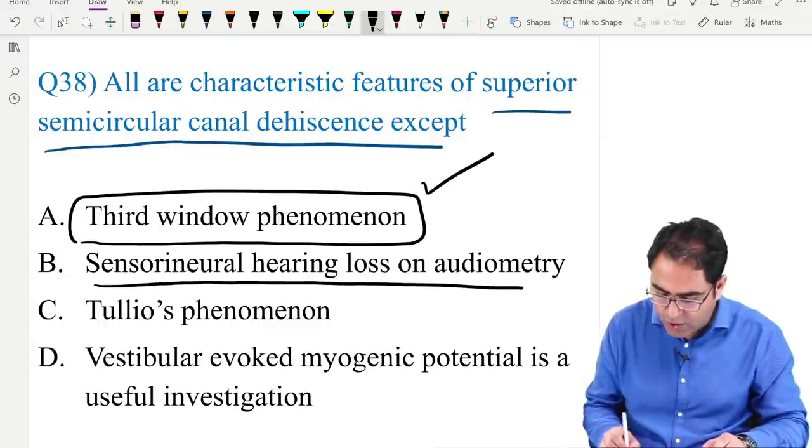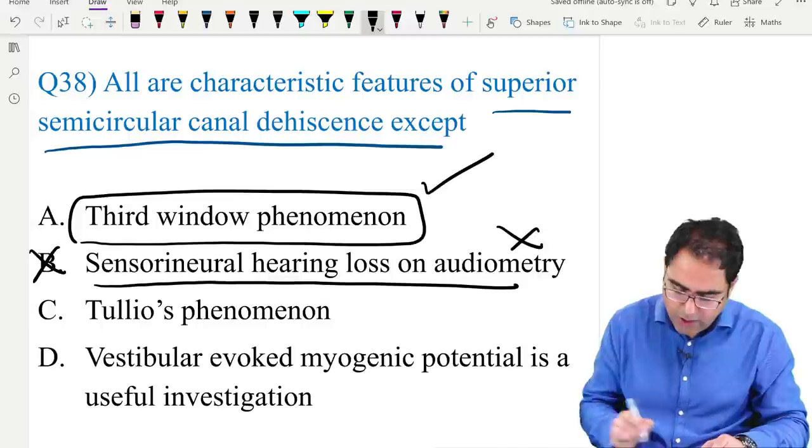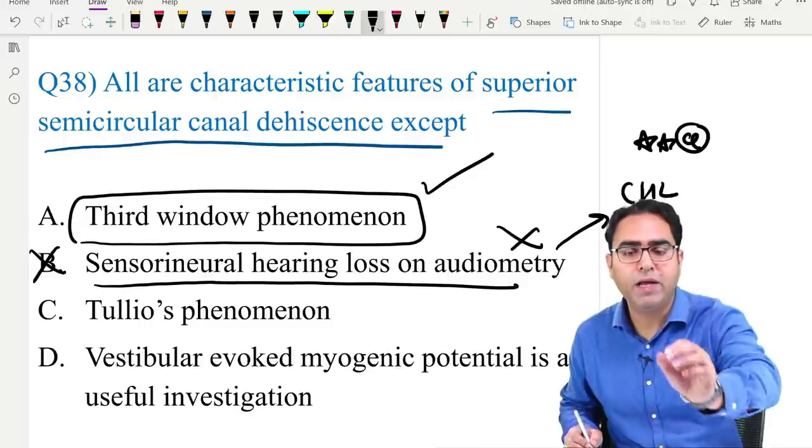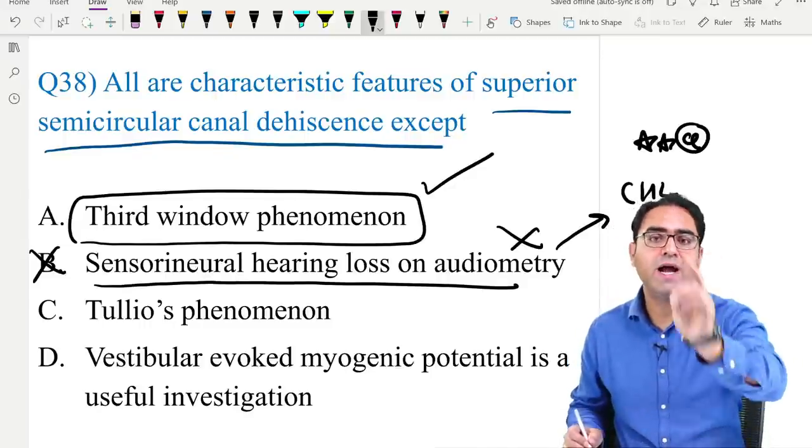Sensory hearing loss on audiometry. Wrong. It is not SNHL. It is conductive hearing loss. This is the star question of the paper, beta. Which is not applicable, beta. It is not SNHL. It is conductive hearing loss, beta.